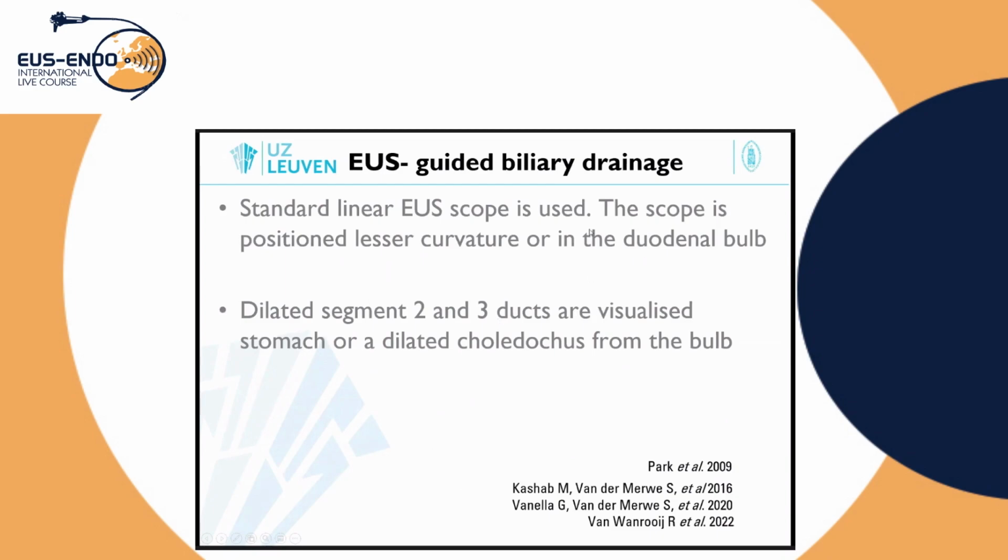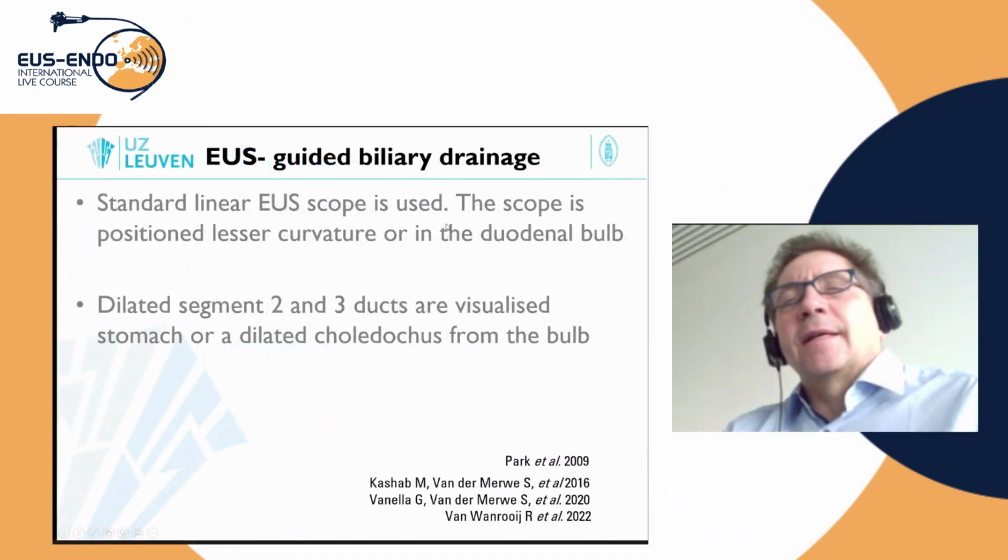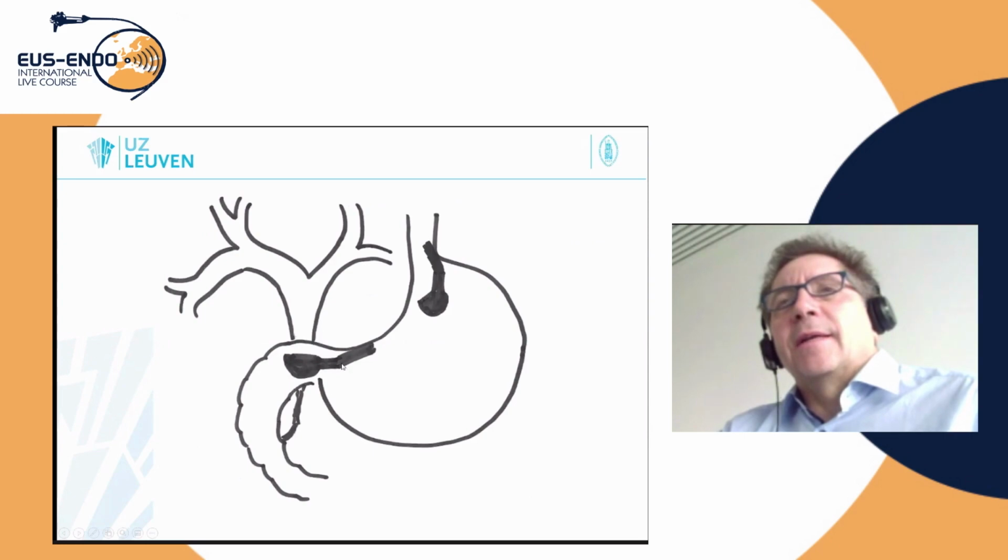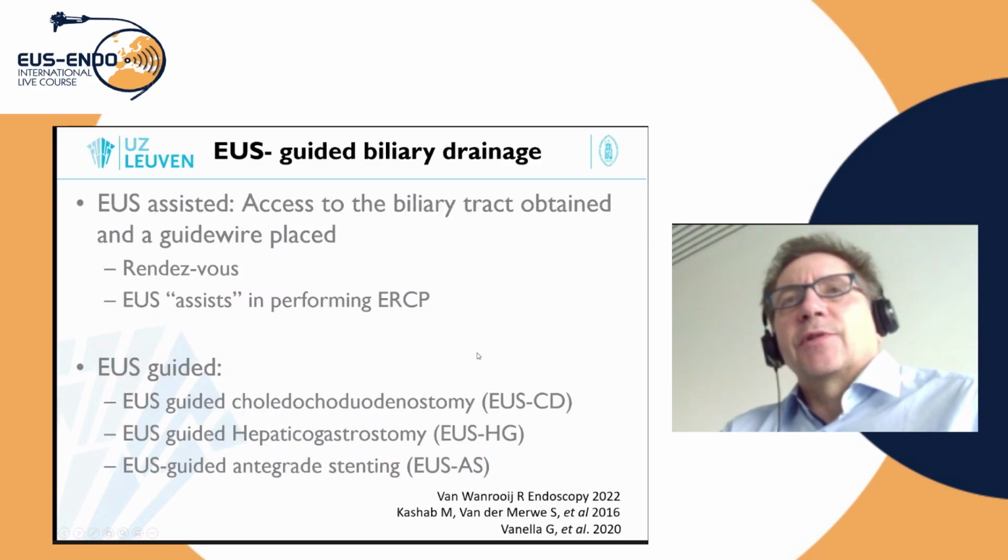So this has led to the development of EUS-guided techniques, and I'm going to briefly discuss the principles of EUS-guided biliary drainage. We normally would use a standard linear therapeutic EUS scope, and we would position the scope either in the duodenal bulb or in the proximal stomach, where it is then possible to identify dilated bile ducts from these positions and allow us to cannulate and perform therapeutic procedures. There are two principles regarding EUS procedures.